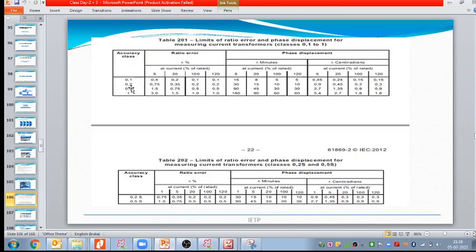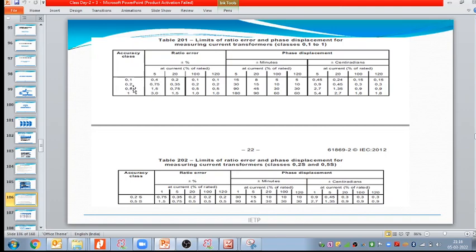When it comes to 0.2, we can see here 5, 20, 100, 120. 0.2% is guaranteed only for 100 and 120% of the current. But if the current is less than 100, meaning 20, then the 0.2 accuracy class CT will generate 0.35% of the error. It means your error is increased. And if 5% of current is flowing, then 0.75%. It means your error again increased from 0.2 to 0.75.